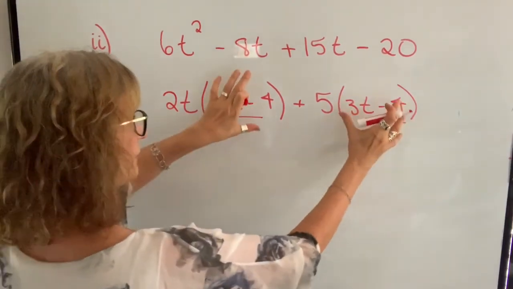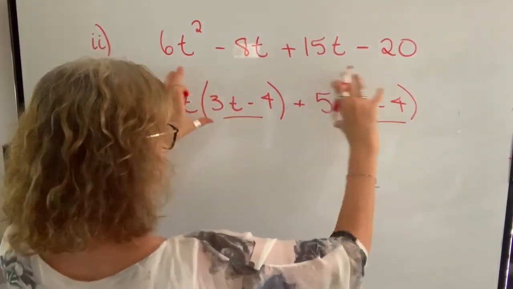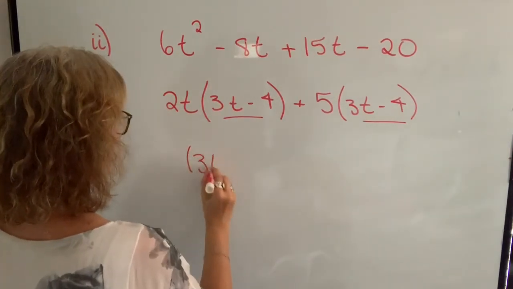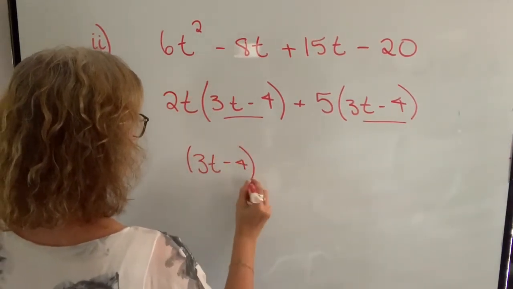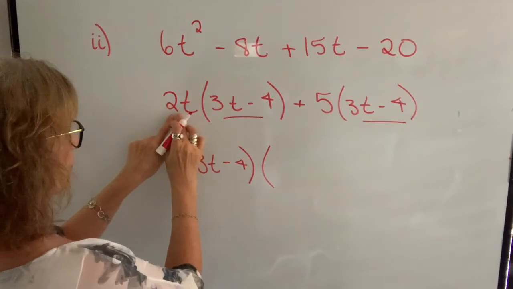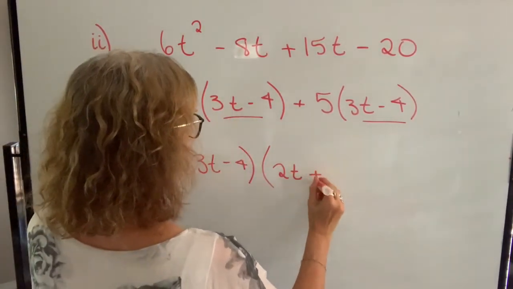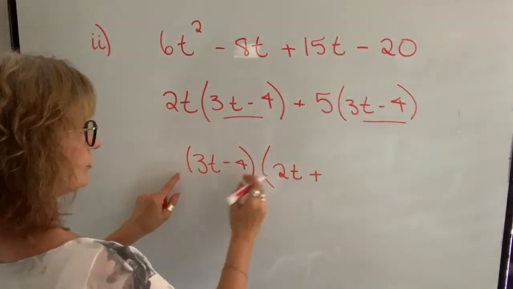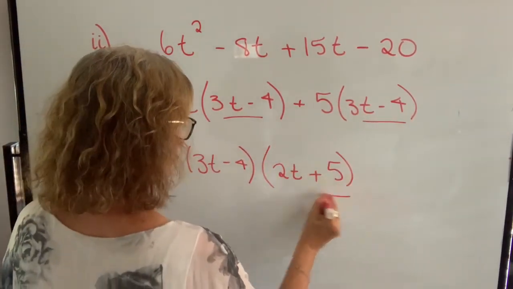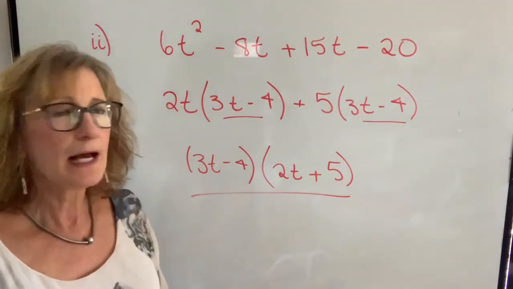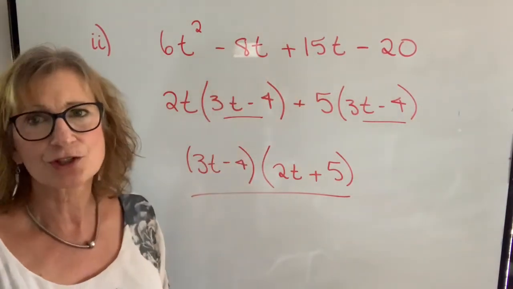So now I'm going to factor this factor out of both terms, this term and this term. So I take a 3t minus 4 out, and when I take a 3t minus 4 out of this term, I'm left with 2t. When I factor 3t minus 4 out of that term, I'm left with a 5. So that process of factoring by grouping allowed me to factor that expression.